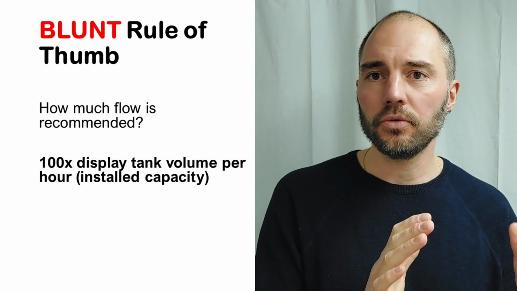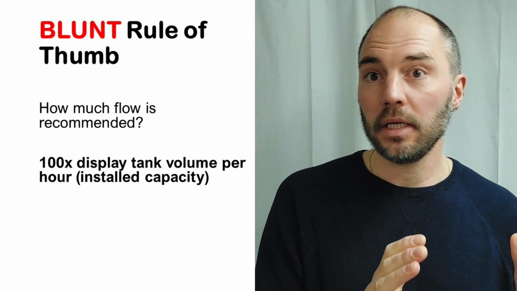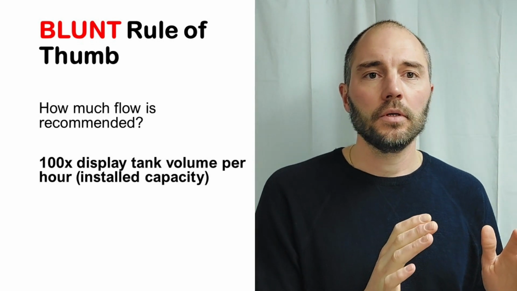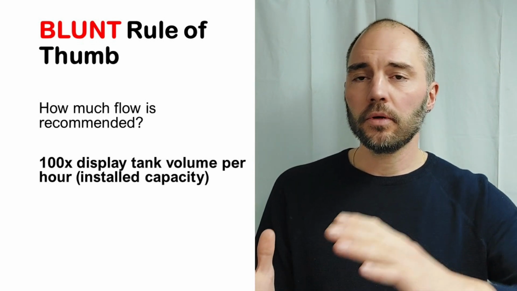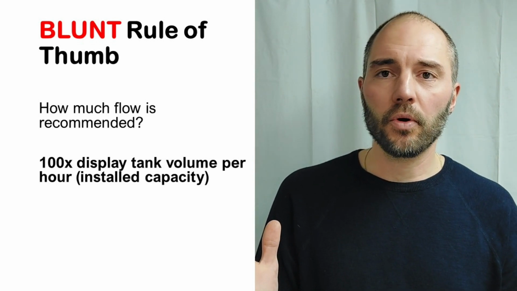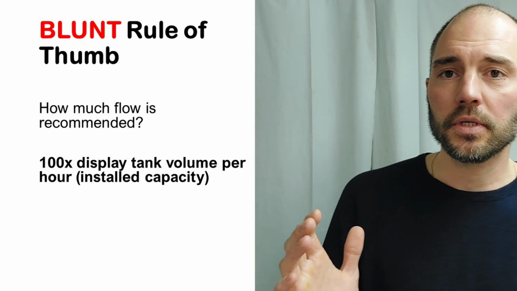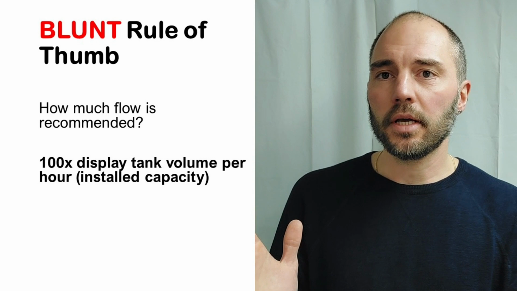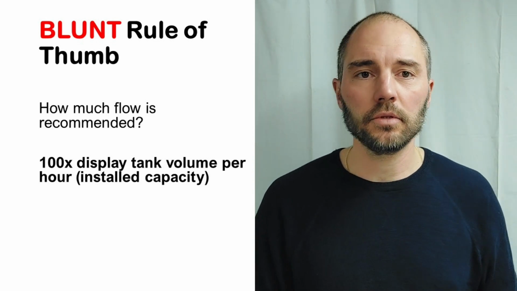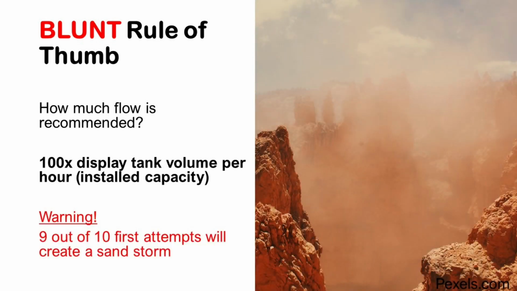It doesn't mean that you're going to utilize the full 100 times instantly, at least. So if you have a 100 liter aquarium, that means installing 10,000 liters per hour of flow. And this is also including the circulation flow. So you add that on top. But this rule of thumb being blunt, I will also post it with a warning. 9 out of 10 first attempts to go for 100x will create a sandstorm in your aquarium.